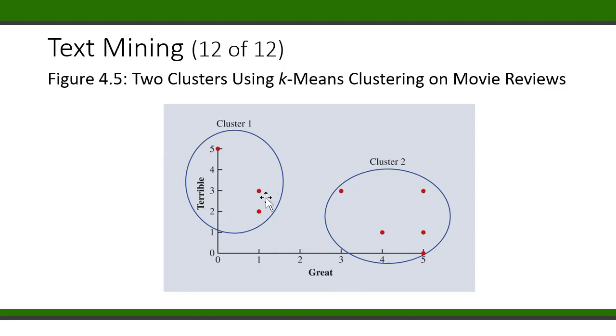Looking at this, it seems that cluster 1 is the negative ones, but it seems to be more extreme if it's negative. And if they like it, it doesn't seem to be as extreme as the negative ones. And so that ends this chapter on descriptive data mining.